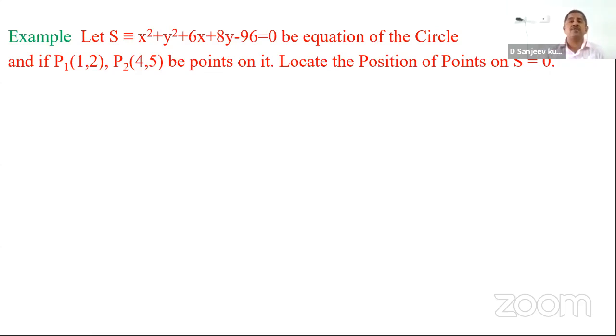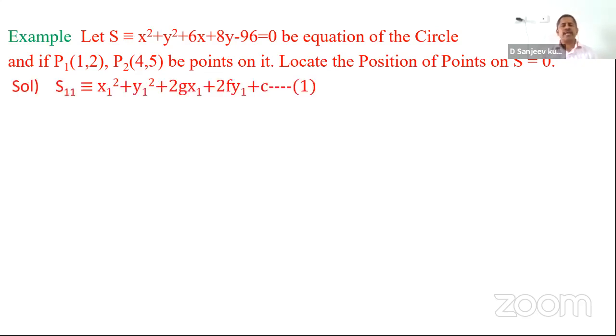So what is the circle equation? x square plus y square plus 6x plus 8y minus 96 is equal to 0. What is the method to know whether the point is lying inside, outside or on the circle? For all three, you have S11. So you are going to find the value of S11. What is S11? It is x1 square plus y1 square plus 2gx1 plus 2fy1 plus c. It is an expression. I'm not writing it as equal to 0. If you equate it to 0, it is going to become an equation. So the expression is S11.